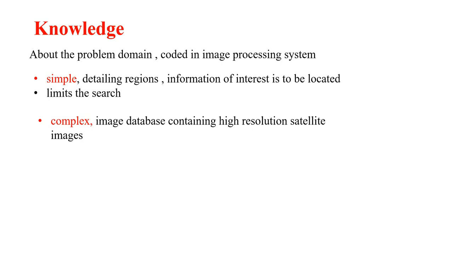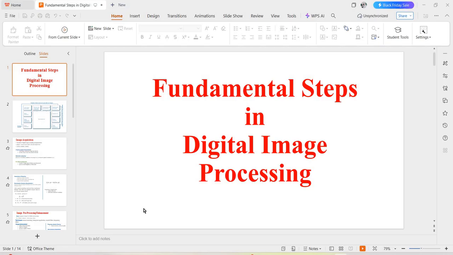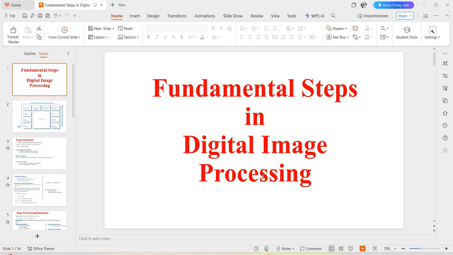So this knowledge is used to control and coordinate multiple processing modules. Here it will guide the operation of each processing module, that is nothing but the enhancement, segmentation, classification, which we have seen in the starting of this video in the block diagram. And also it will control the interaction between the modules in order to ensure the correct processing flow. So this was about the fundamental steps in digital image processing.